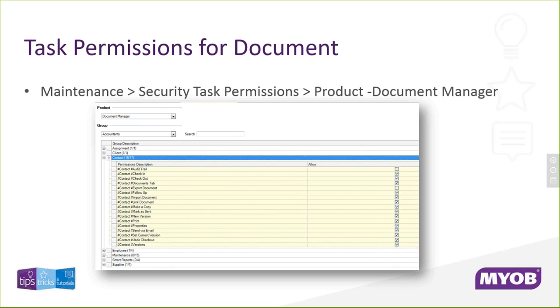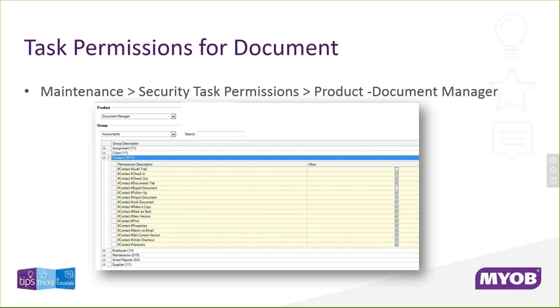It'll also control access to the taskbar options, so the different type of activities a user is able to perform, things such as the ability to access the audit trail within the document, the ability to export documents out, the ability to check things in or check things out, even the ability to print documents. So I can control those activities by going into this security settings area. And most of the security permissions in the taskbar are listed under the contact sub area within the task permissions.